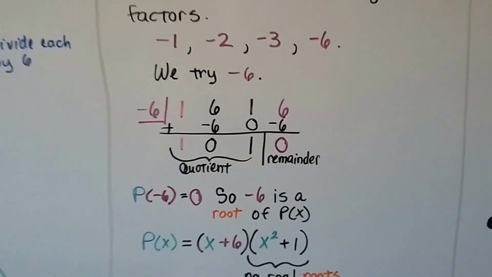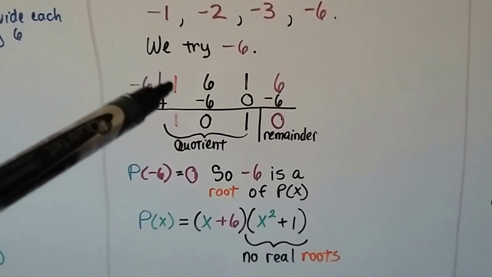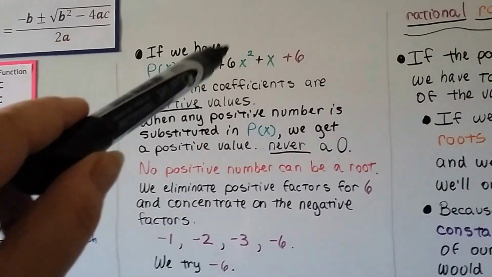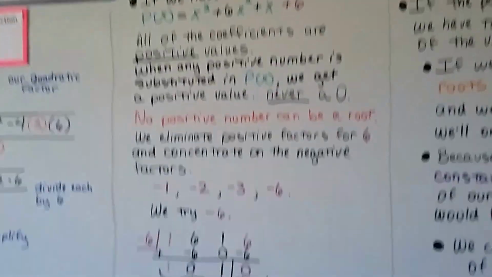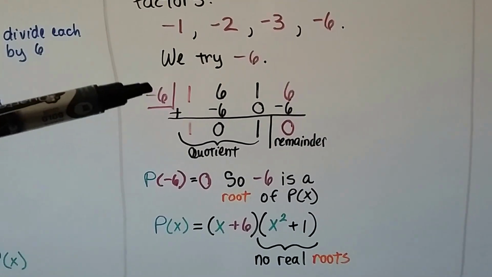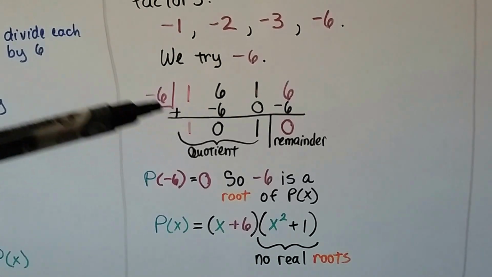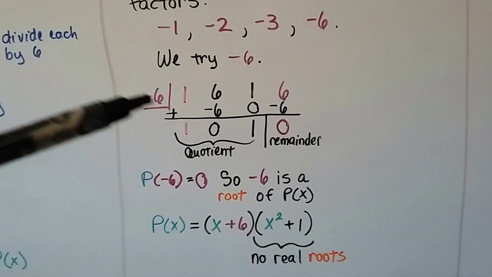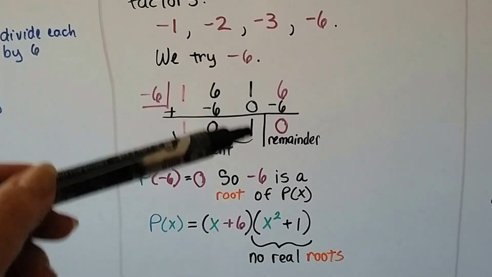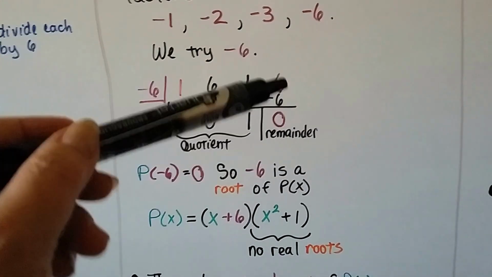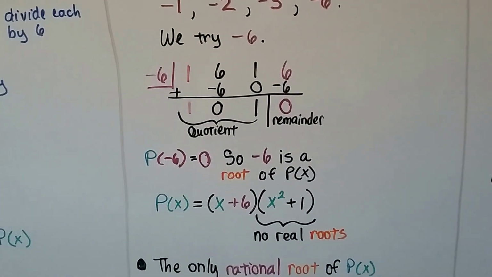All right? So let's try negative 6. This is our polynomial with just coefficients. We have an invisible 1, then a 6, then an invisible 1, and then a 6. All right? And we're going to do synthetic division with the negative 6. So we drop our 1 down. Negative 6 times 1 is negative 6. We add them together, get a 0. Negative 6 times 0 is 0. We add them together, get a 1. Negative 6 times 1 is negative 6. We get a remainder of 0, so it is a root.